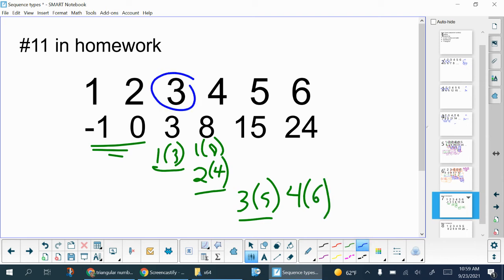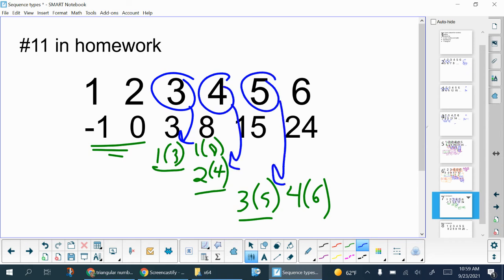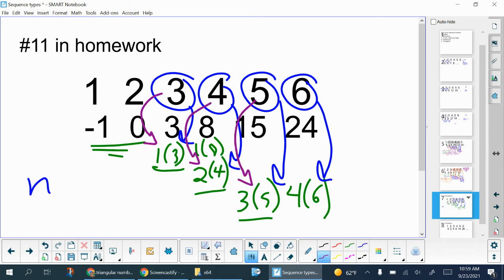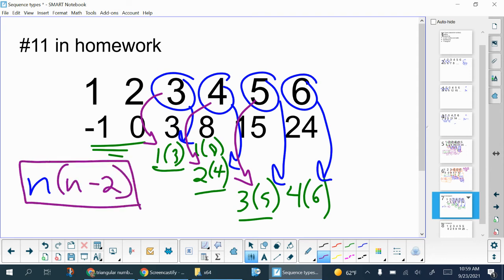When I look at this, I'm first of all seeing the n, the number term, show up in there directly. So I know that rule is going to have an n in it. Whether I write it at the beginning or the end doesn't matter. Then I'm looking at the other term, saying, okay, from 3 to 1, from 4 to 2, from 5 to 3, well, that's minus 2. So n times n minus 2, that looks like my rule.